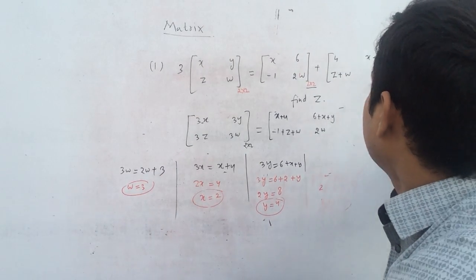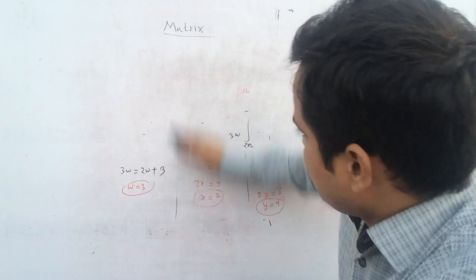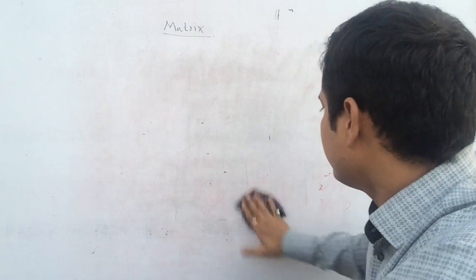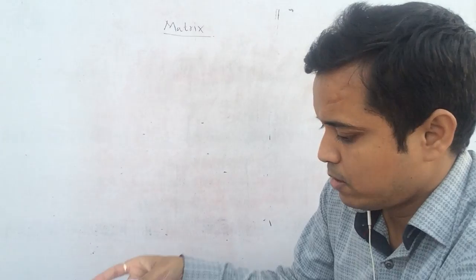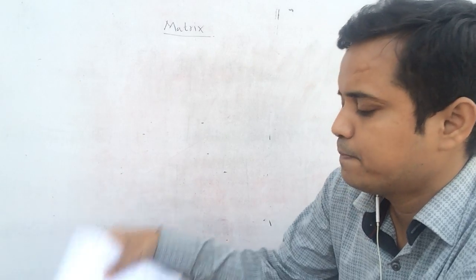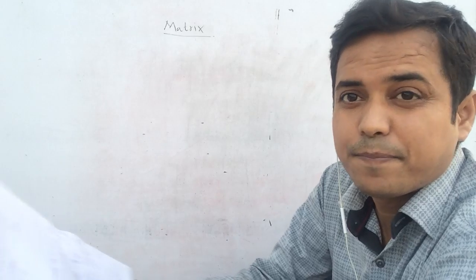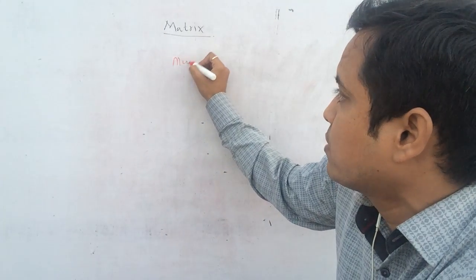Next, let's move to the next question. The concept here is scalar multiplication and so on. Yeah, we'll move to the next. Multiplication of two matrices. The last topic here is multiplication of two matrices.